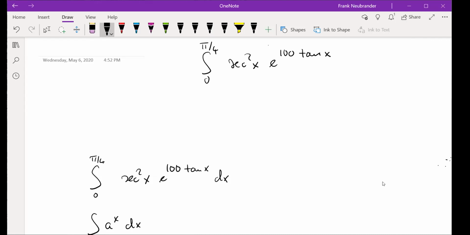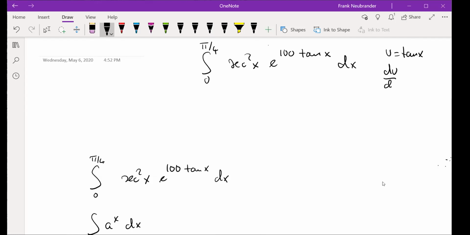If you do algebra, there's a formula that tangent squared plus 1 is secant squared. So you could write this as tangent squared plus 1 times e to the 100 tangent x. But if you do this now, you are trapped. The integral is correct, you transformed it, but you transformed it into a more complicated integral. In this case, again, the u substitution will be u equal to tangent x.